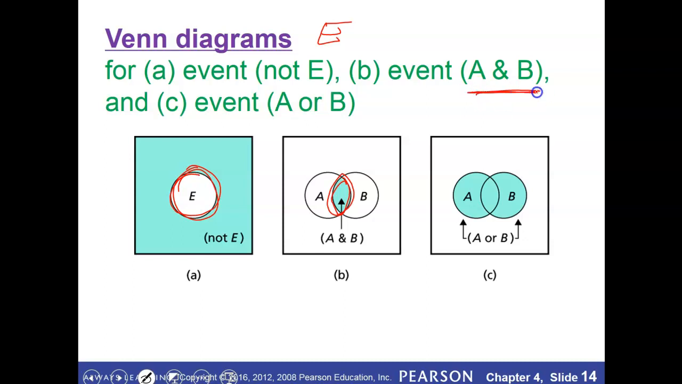That's this notation here. And if I had A or B, that's where it doesn't have to be both of them. It could be just A, or it could be just B, or it could be both of them. And so that would indicate A or B.